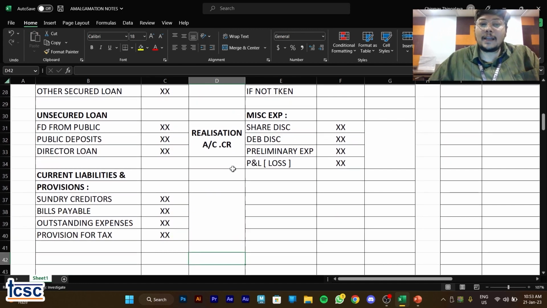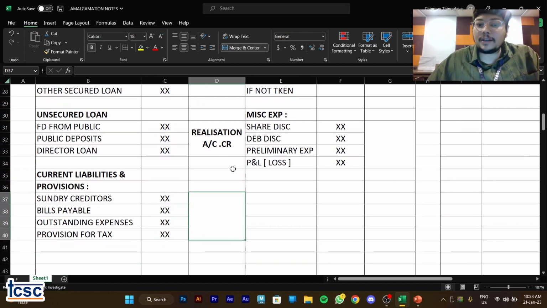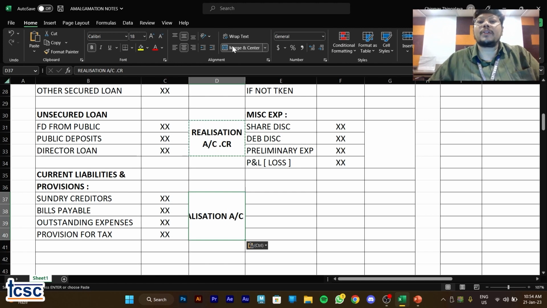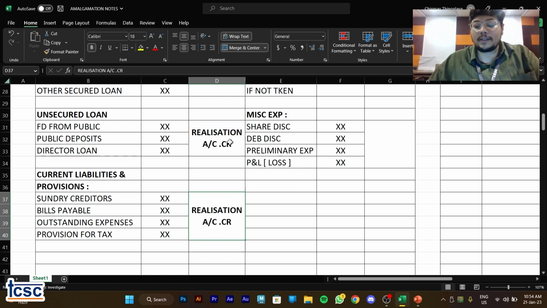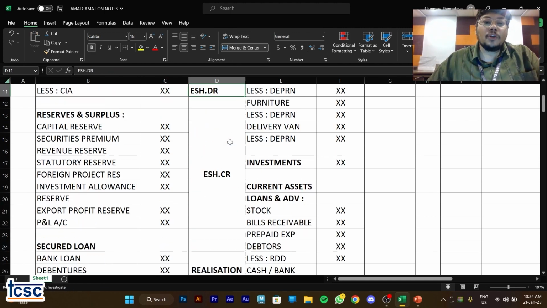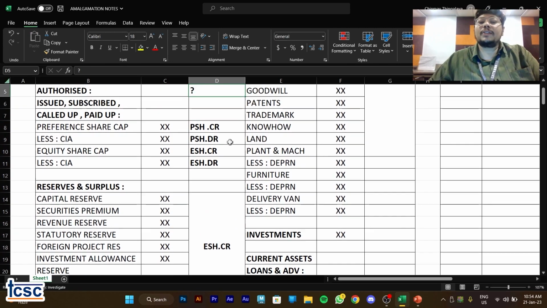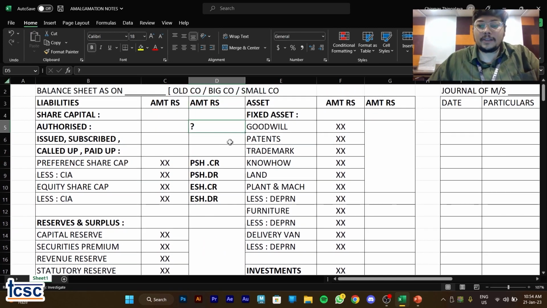Next is current liabilities. It is also an external liability. It includes my creditors, bills payable, outstanding expense, and provision for tax. So this will also be transferred to the realization account, to the credit side of the realization account. So this is what all the markings we are supposed to do on the liability side.